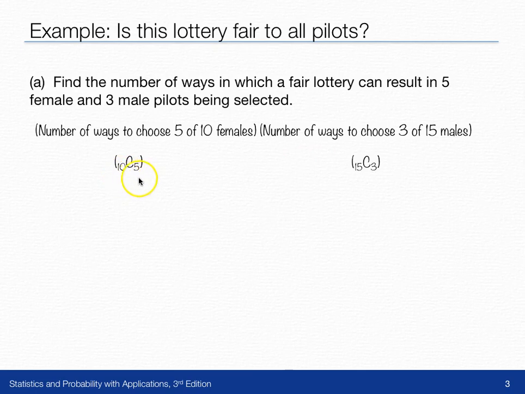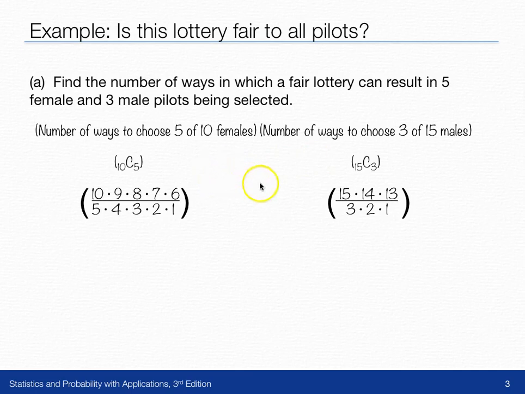So this is 10 choose 5 because there are 10 females from which we're going to choose 5. And all we're concerned about is the groupings, not the order in which they're selected, because the same 5 women might be selected a bunch of different ways. So we want the number of combinations that we could select 5 from 10 for the females, and the number of ways that we could select 3 from 15 for the males.